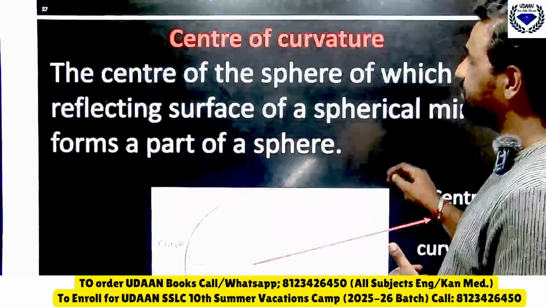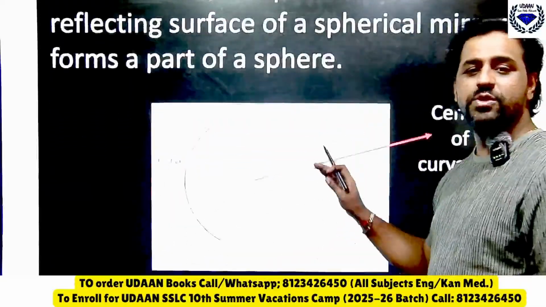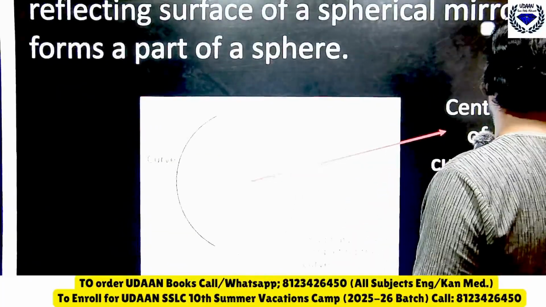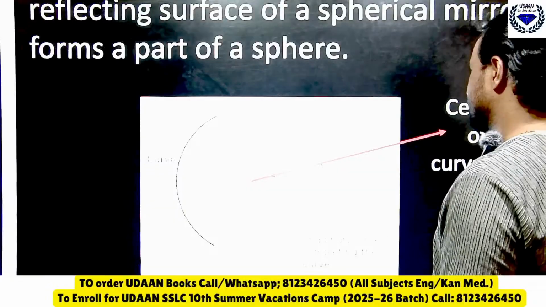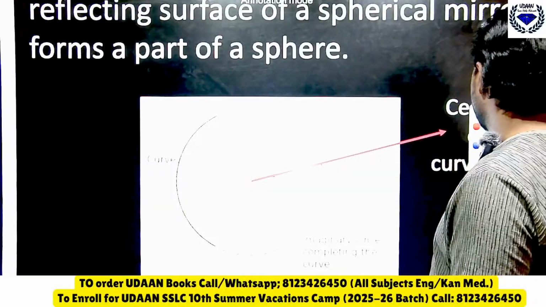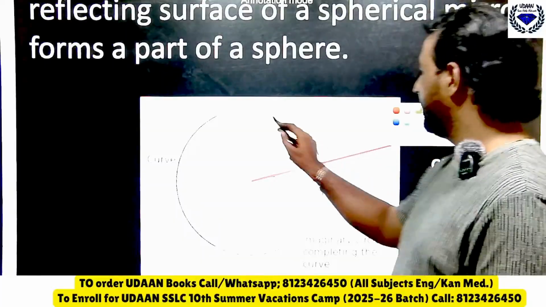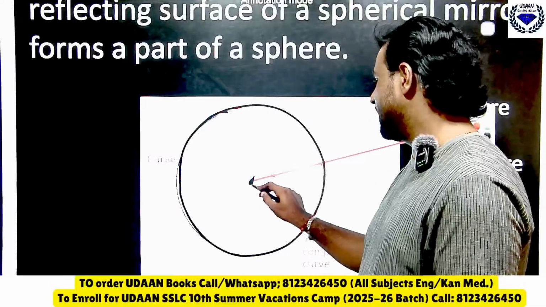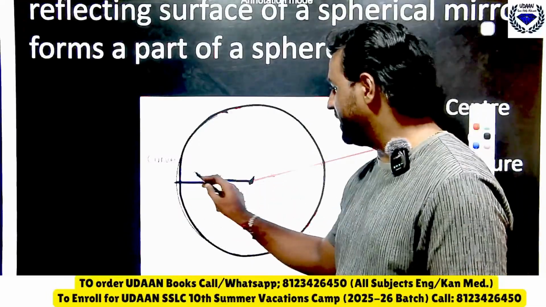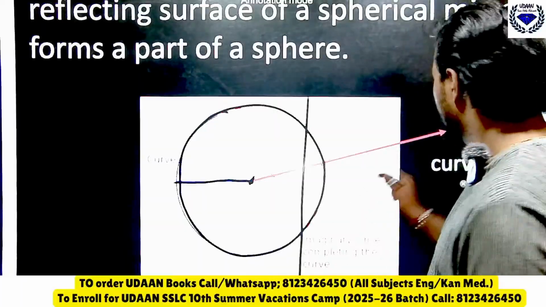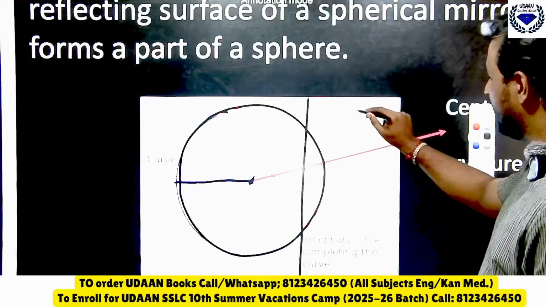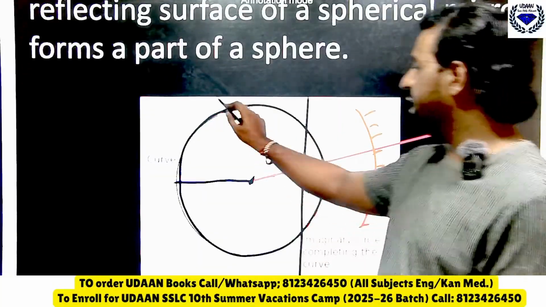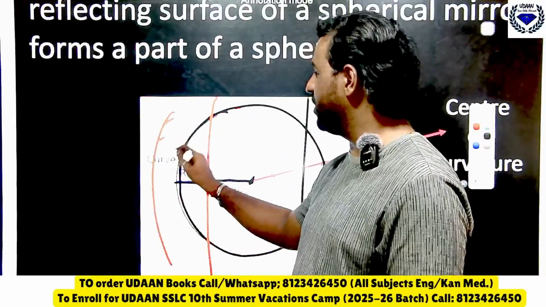Then center of curvature. Suppose you can see here, this is the center of a circle. I'll write here, the center of the sphere. Observe this figure: suppose this is a circle here, and this is the radius, from here to here it is called the radius of the circle. Cut it here, and you will get this much. So this is a concave mirror. Cut this side and you will get like this. So this one is convex.